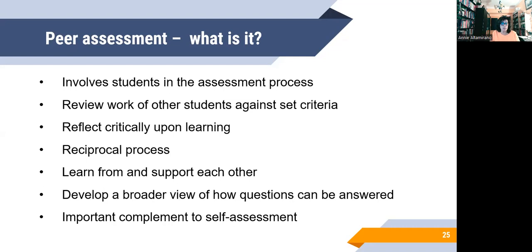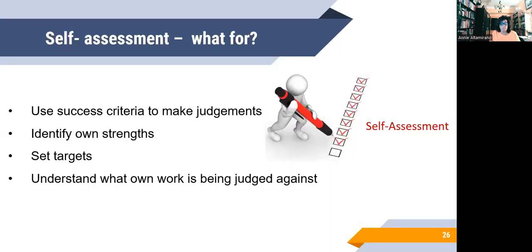Pupils can only achieve a learning goal if they understand that goal and can assess what they need to do to reach it. So, self-assessment is essential for learning. Now, the first and most difficult task is to get students to think of their work in terms of a set of goals. So peer assessment turns out to be an important complement to self-assessment. Self-assessment gives students an opportunity to use success criteria to make judgments, identify their strengths, and set targets. So it helps them to better understand what their own work is being judged against, what good work should look like, and how to go about making their work better.